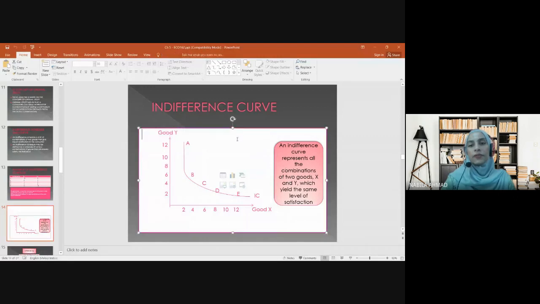So this is the indifference curve. So this is good Y, good X. So kita akan dapat convex shape of the indifference curve. Semakin banyak kita consume X, semakin kurang Y yang kita akan lepaskan. So bermaksud di sini negatively slope of indifference curve.